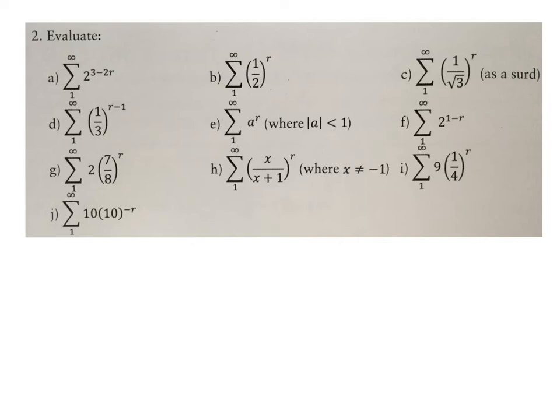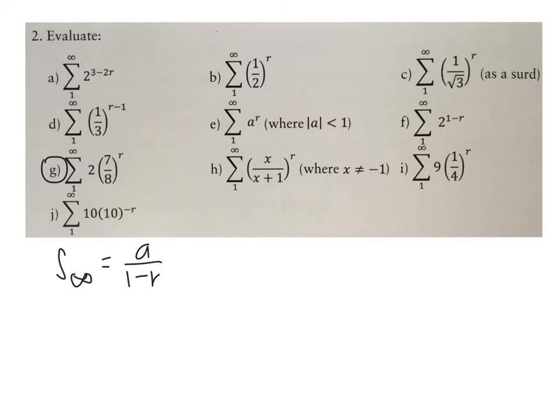In question 2 we have to evaluate the sum from 1 to infinity. So I'll look at question part G. So to get the sum to infinity, we know the formula is a over 1 minus r. So for each of these series we need to know what a is and what r is going to be.